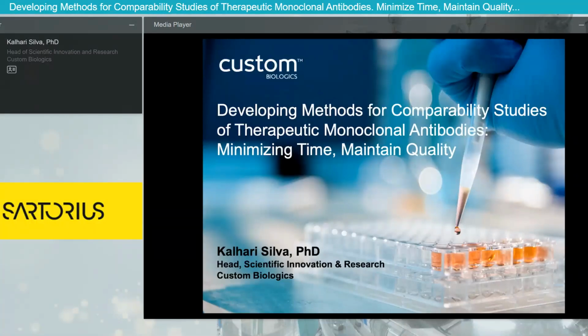I am Kalhari Silva, Head of Scientific Innovation and Research at Custom Biologics, where I provide technical oversight to scientific development and validation activities for both bioassay and molecular diagnostic divisions. My team is composed of about 15 scientists, very talented and hardworking, who have joined us from all parts of the globe.